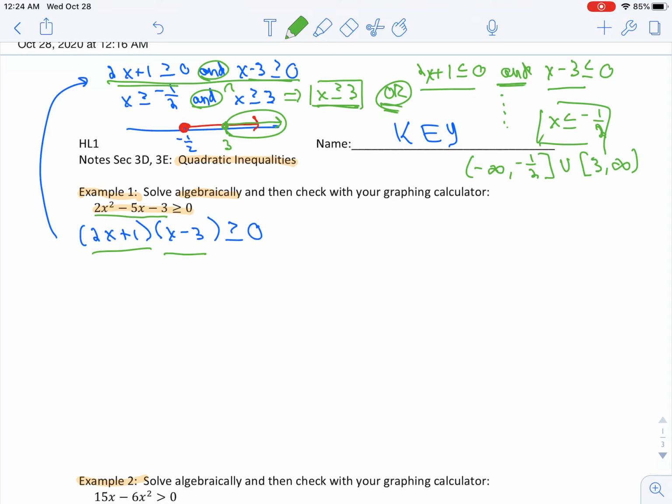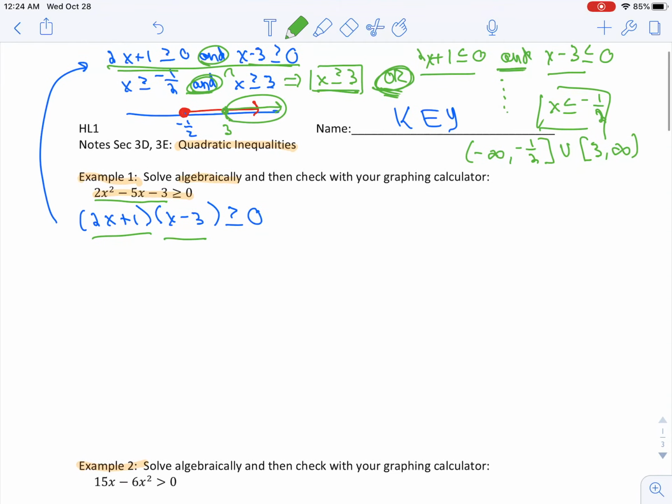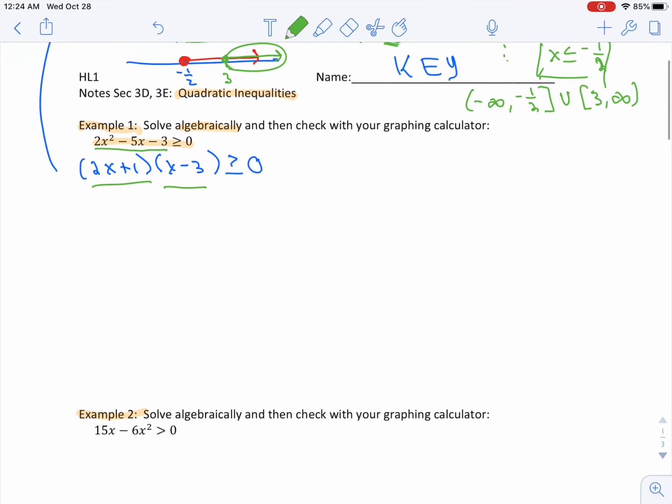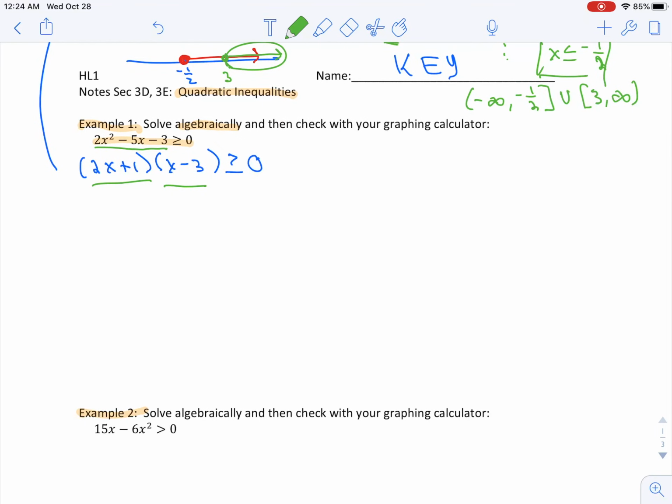We don't have to go through all of these logical operators with ands and ors and looking for intersections and unions and so forth like that. So here's the approach that we're going to take. We're going to do this with what's called a sign chart. First we're going to look at where they're equal to 0. So where 2x plus 1 times the quantity x minus 3 equals 0.